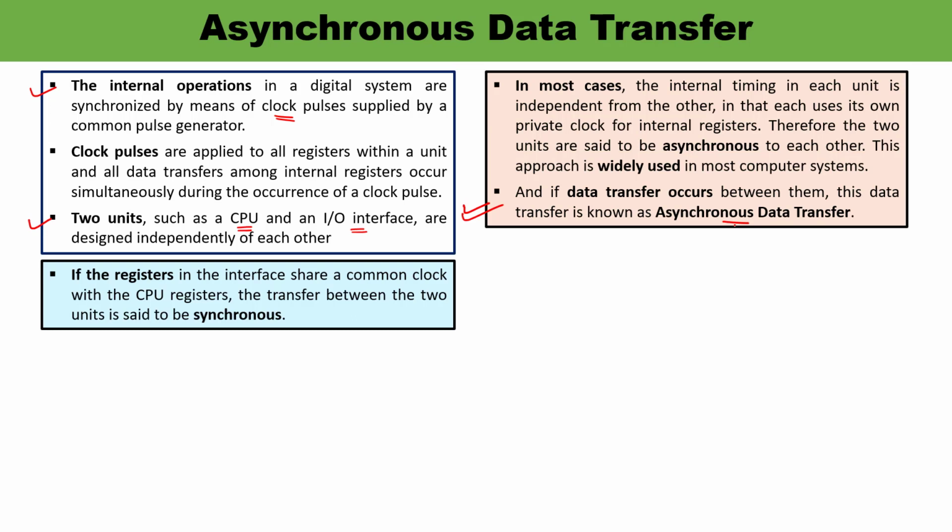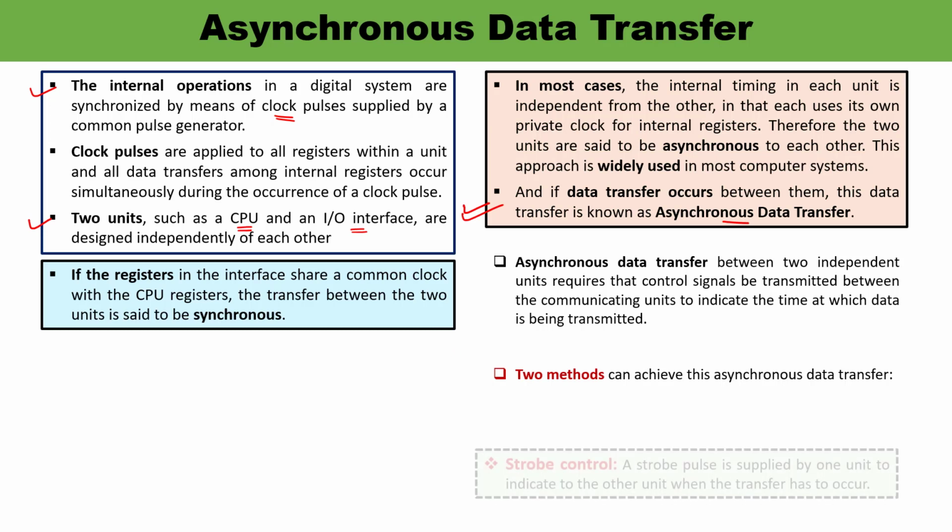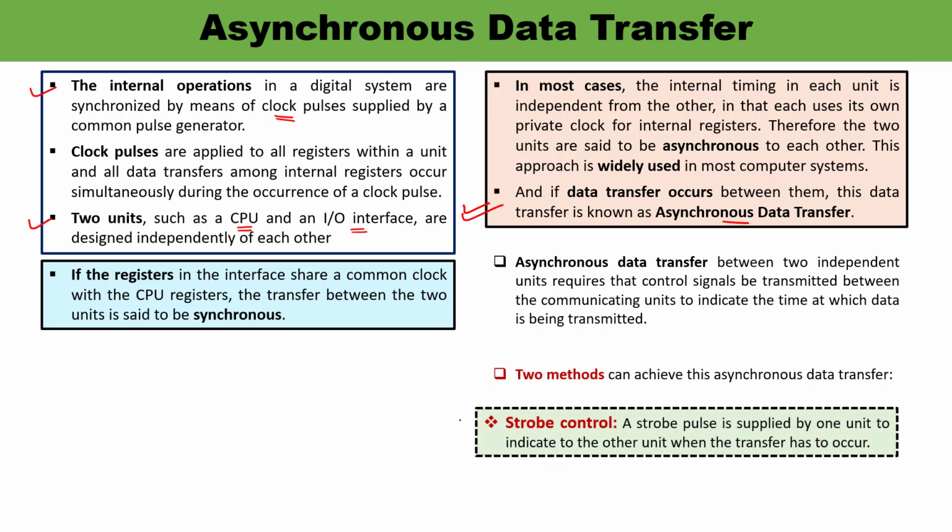Corresponding to this mode of data transfer, which is asynchronous, there are two methods, two techniques via which asynchronous data transfer can take place. First is strobe control. What is strobe control? A strobe pulse, a control signal, is supplied by one unit, and that gives an indication of when to start the data transfer. The strobe pulse supplied by one unit gives the indication to the other unit at which time the transfer has to occur.